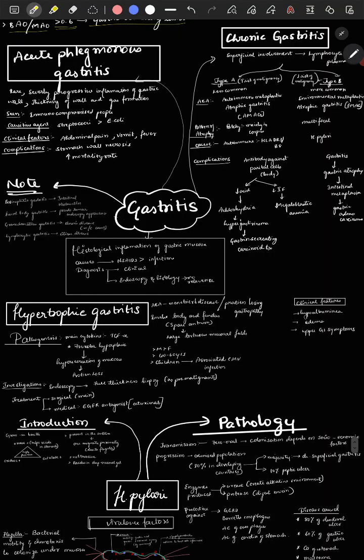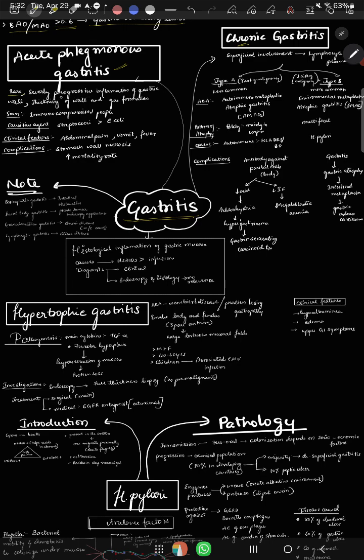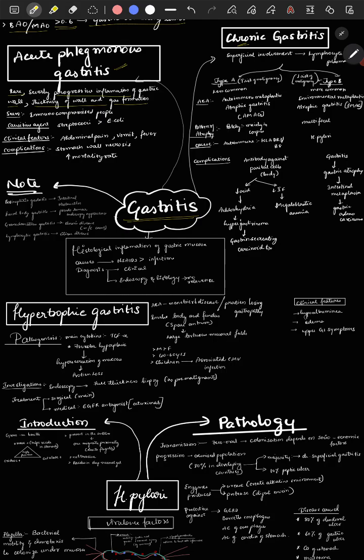Let's talk about gastritis. It is mainly of two types, the acute phlegmonous gastritis and chronic gastritis. Acute phlegmonous gastritis is a rare and severely progressive inflammation of the gastric wall, with thickening of the wall and gas formation. Where is it seen? It is mainly seen in immunocompromised people. What is the causative agent? Causative agent is streptococci more than E. coli. Clinical features are abdominal pain, vomiting and fever. Complications include stomach wall necrosis.